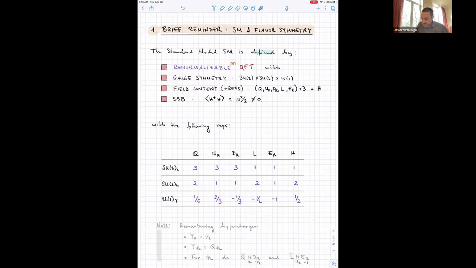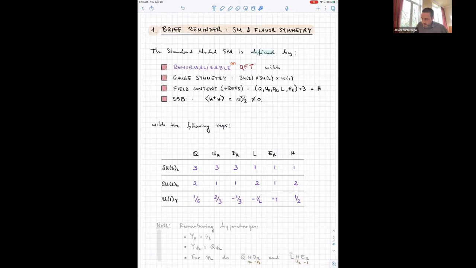So here, this contains the two most important ingredients of the standard model. But then besides this quantum mechanics and special relativity, one has a gauge symmetry, and one has to specify the gauge group. In the case of the standard model, it is SU(3) cross SU(2) cross U(1).